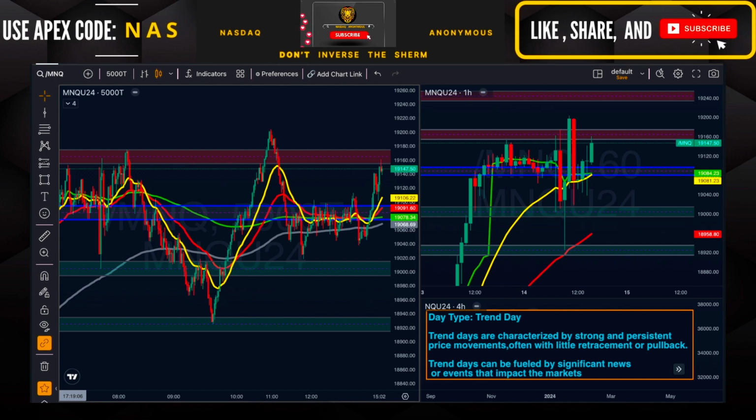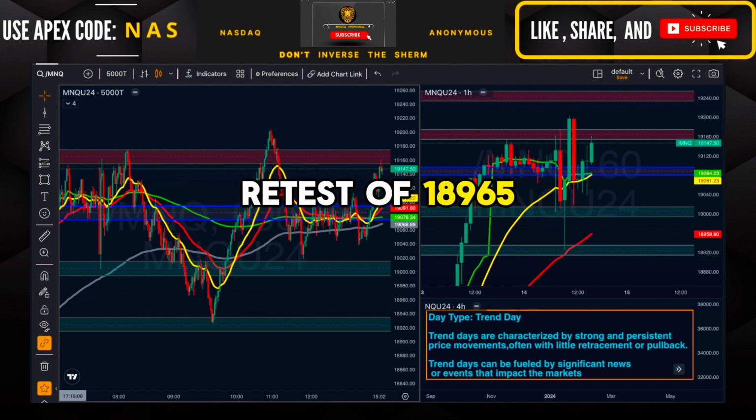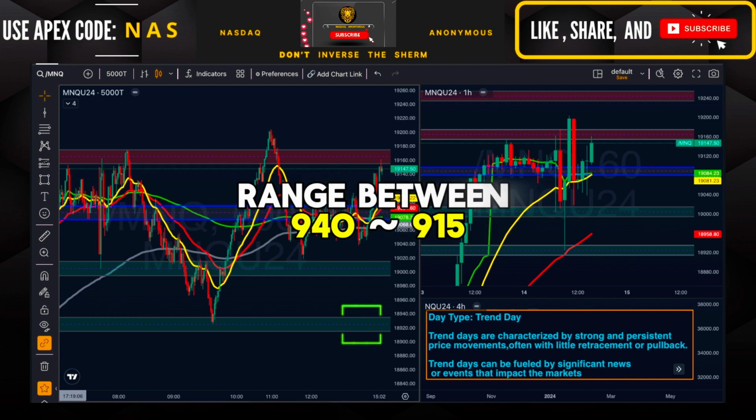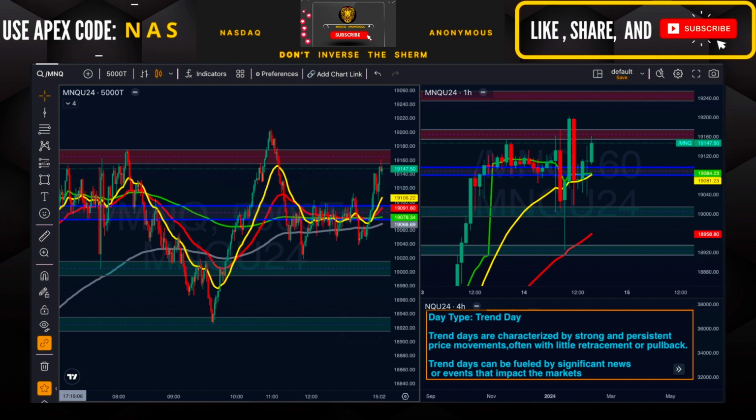But if the bulls fail here and price trades lower, I'm going to be looking at a level at 18,965 or a double bottom at this range between 940 and 915. But with these volatile moves intraday, the price action overnight is definitely going to be essential for our bias going into tomorrow's stream.